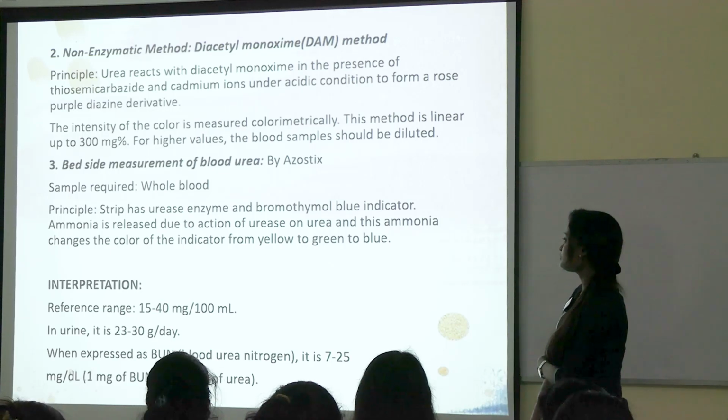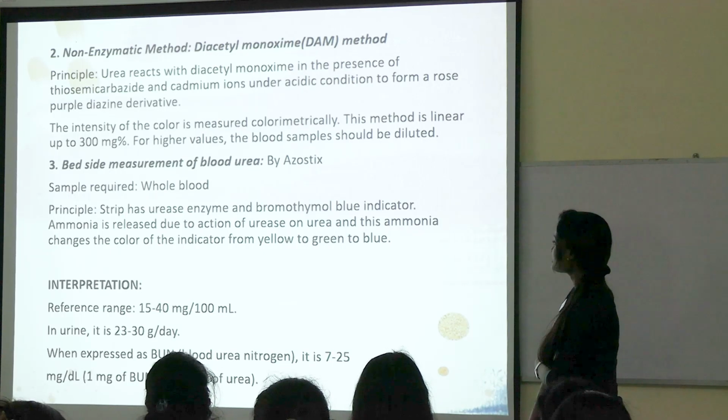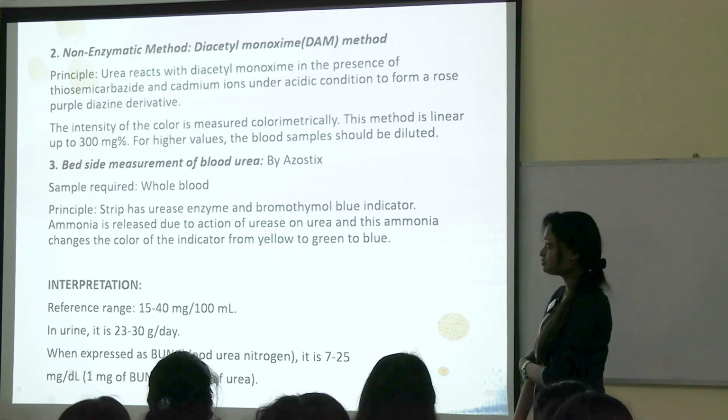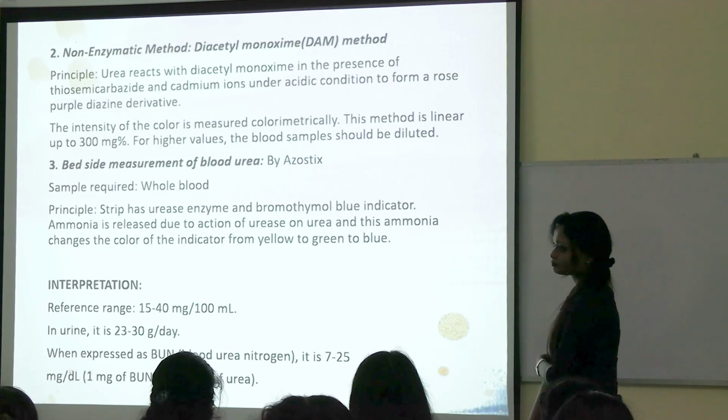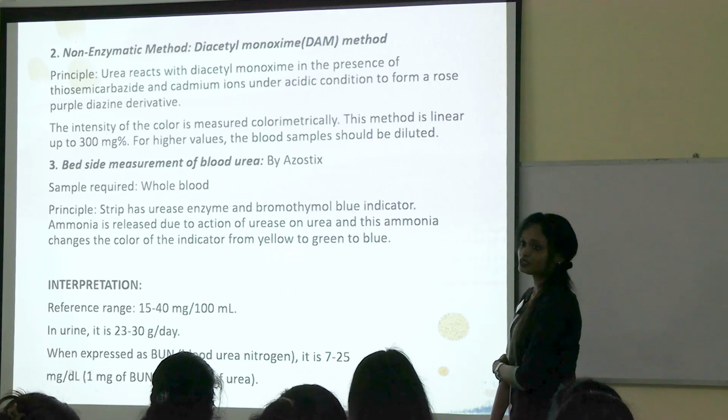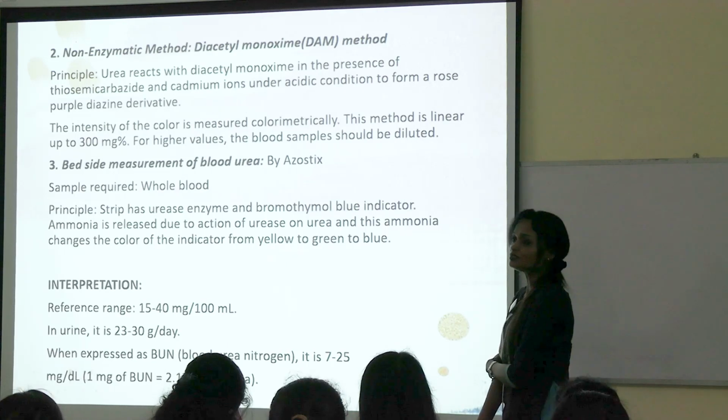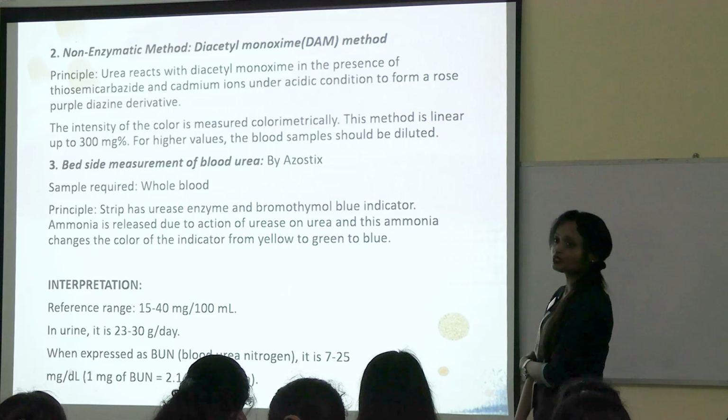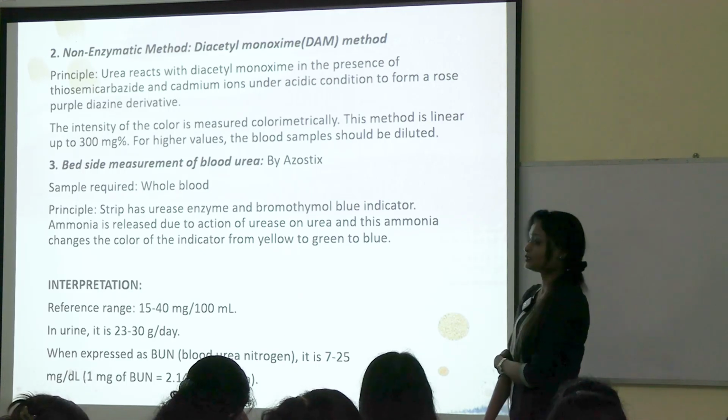Ammonia is released due to action of urease on urea, and this ammonia changes the color of the indicator from yellow to green to blue. So what is the normal range of urea in blood? 15 to 40 milligram per deciliter, or per 100 ml.